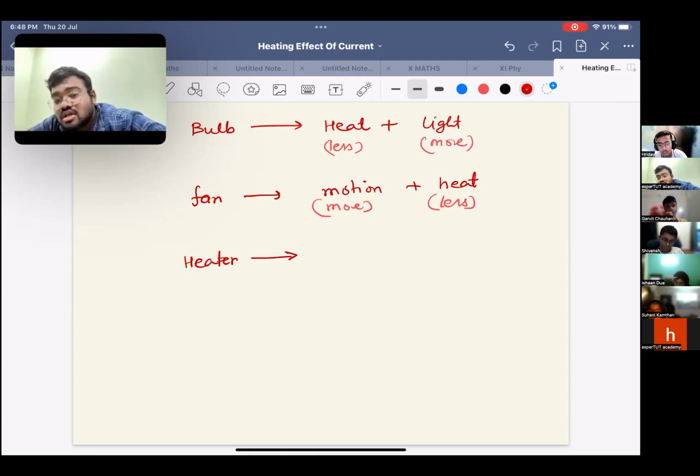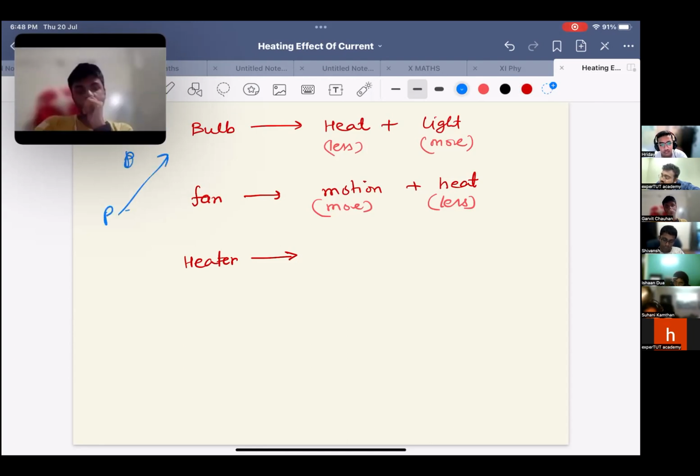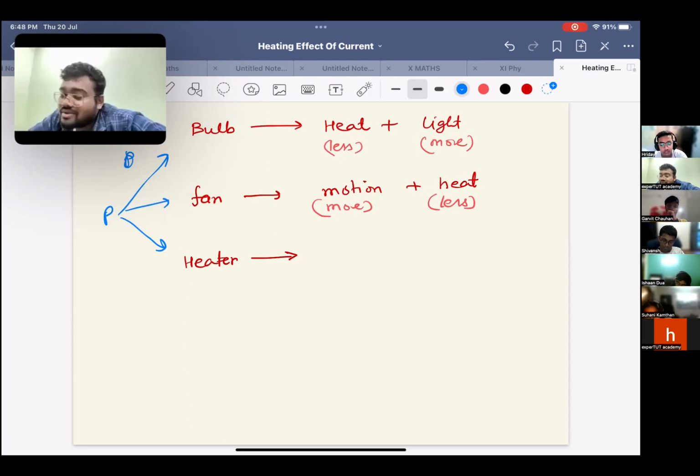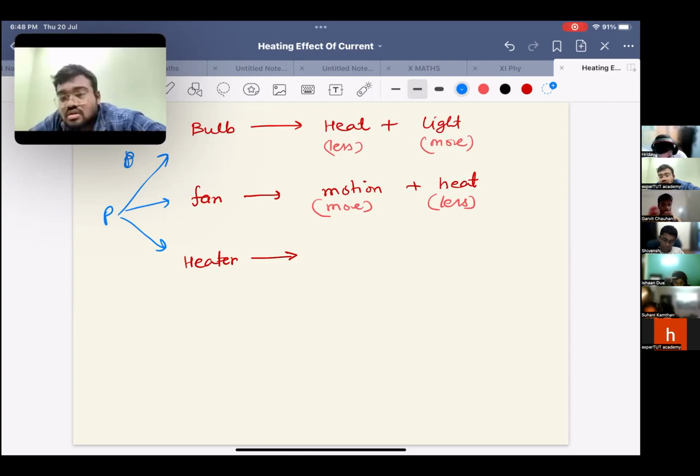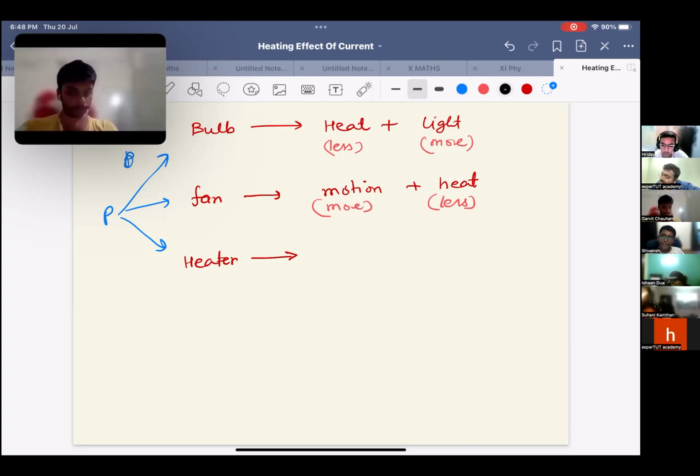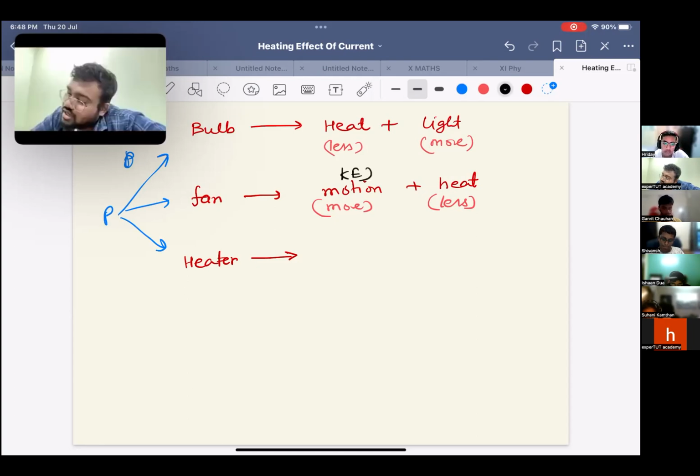Look, in all of these power is coming, everyone is getting power. So the power input is the same, but the bulb is converting most of that power into light and very less of that into heat. And what is the fan doing? It converts more into motion and less into heat. You can also say kinetic energy instead of motion. Okay.